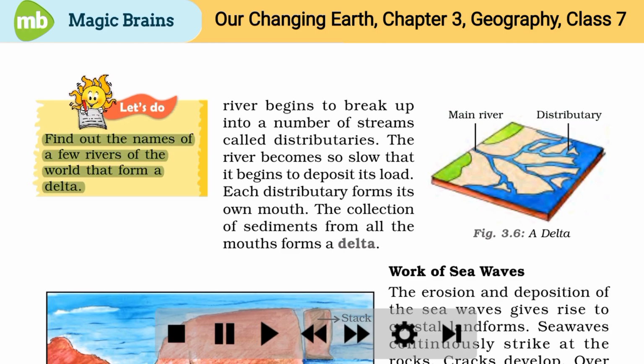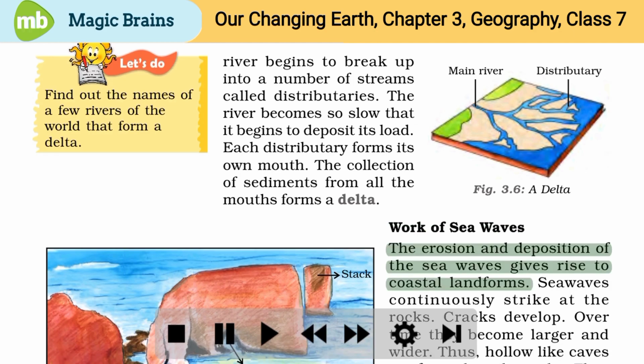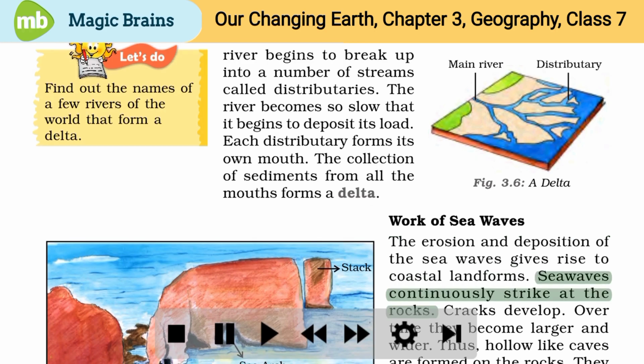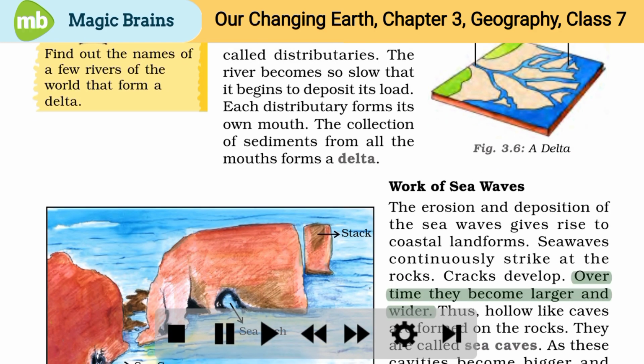On the left side, we have a suggestion for activity titled Let's Do. Find out the names of a few rivers of the world that form a delta. Work of sea waves. The erosion and deposition of the sea waves gives rise to coastal landforms. Sea waves continuously strike at the rocks. Cracks develop. Over time, they become larger and wider.